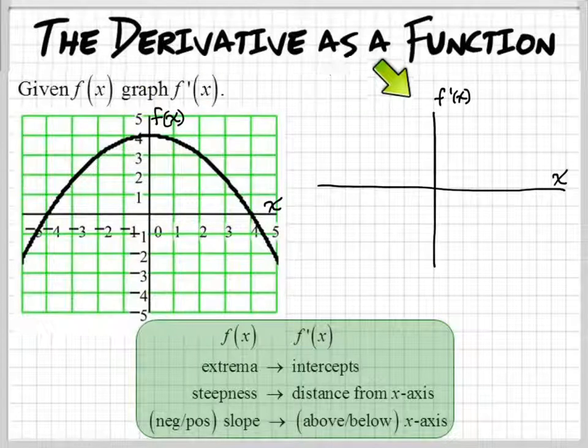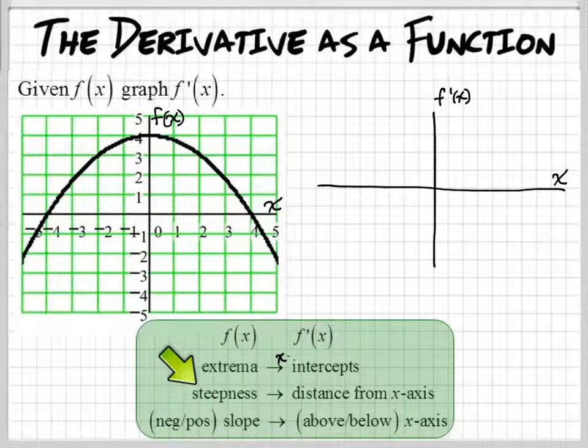Okay, so here are some of the things that I think about when going from an f function to an f prime function, or an f graph to an f prime graph. For f's, your extrema, and the extrema are the maxes and mins, gives you the x-intercepts for the f primes. So actually, I should have written an x right there. The extrema give you the x-intercepts.